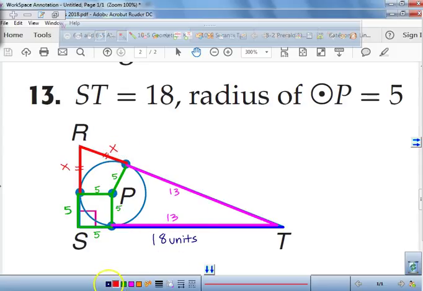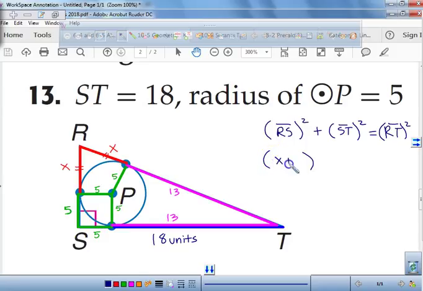Now here's what I would like you to write down on your paper. I would like you to write down the distance from R to S, that distance, squared, plus the distance from S to T squared. It's going to equal the distance from R to T squared. So we see this leg squared plus this leg squared equals the hypotenuse, which is R to T squared. Now, what is our distance from R to S? 5 plus X. All right, it's called 5 plus X. I'm just going to call it X plus 5. I like to lead out with the variables.